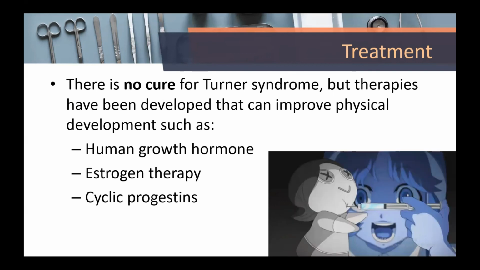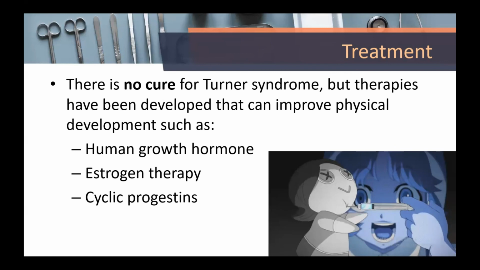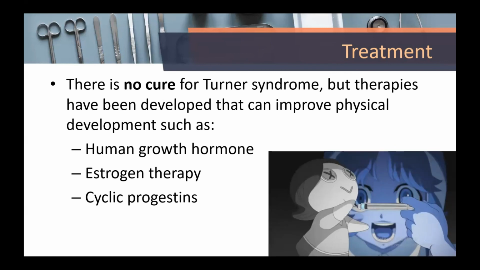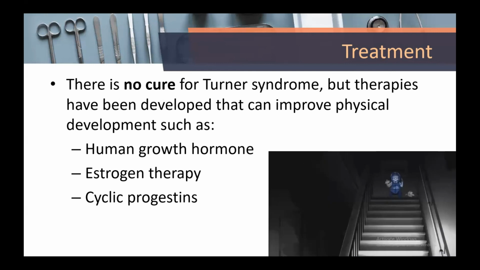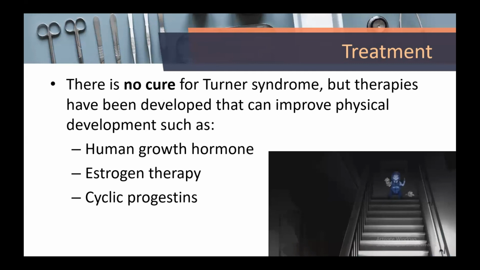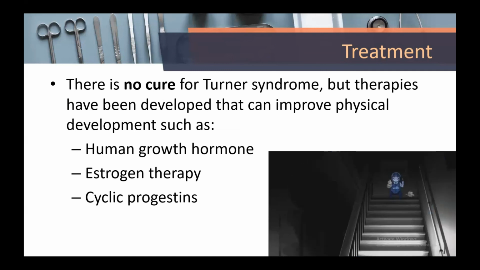For estrogen therapy, often people with Turner syndrome need estrogen, which is a female hormone. This type of hormone replacement therapy can help girls develop breasts and begin menstruation. It can also help their uterus grow to a typical size. Estrogen replacement improves brain development, heart function, liver function, and skeletal health too.